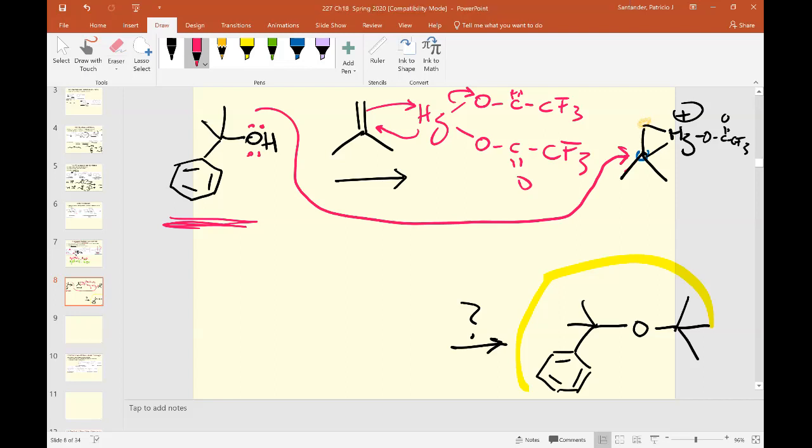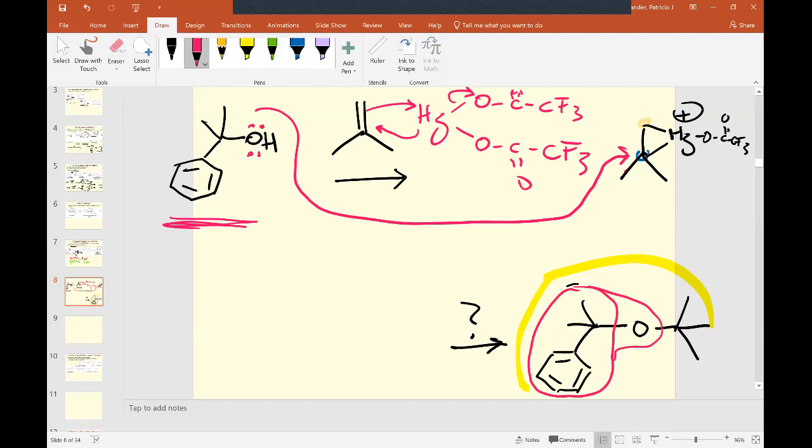And then when the system opens up, I will end up with the left-hand side of the final product. That one was derived from the alcohol, right? Even the oxygen was derived from the alcohol, right?